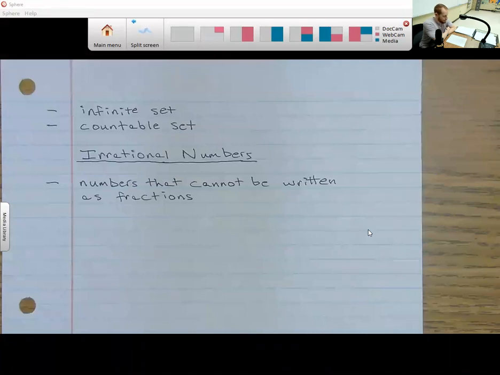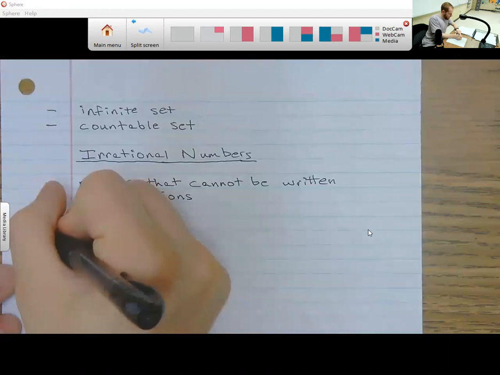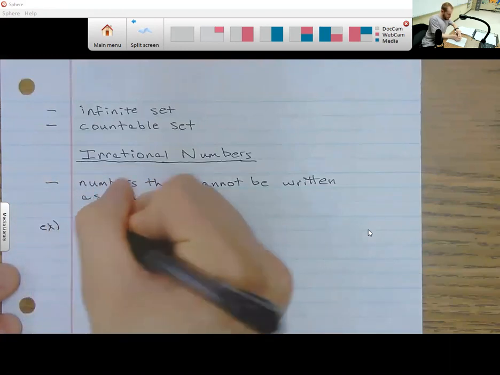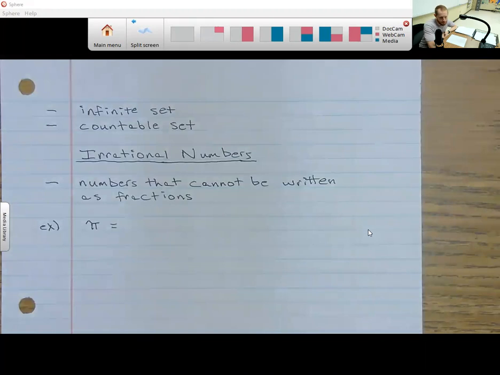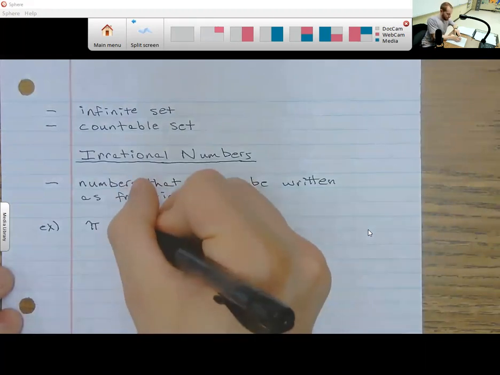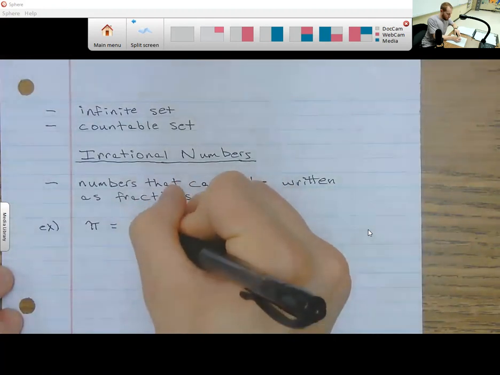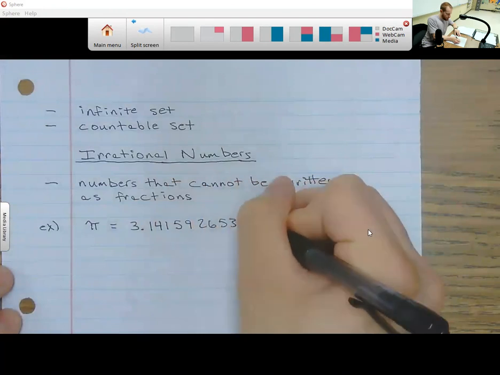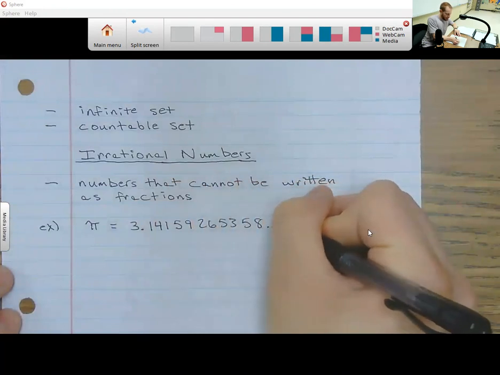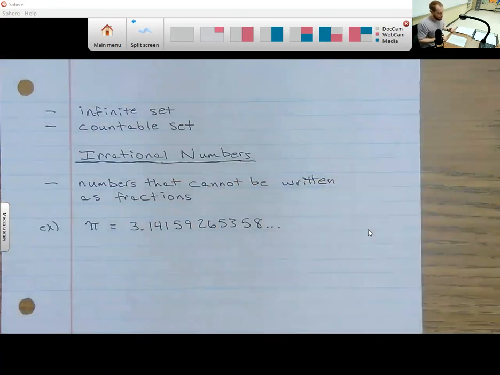How about pi? You ever heard of that before? Probably in a geometry class or a lower level math class. Well, pi is an infinite decimal, right? It's equal to 3.14159265358... I'm not going to list all the digits. I can't because there's an infinite number of them, right? So pi is an irrational number because it cannot possibly be written as a fraction.